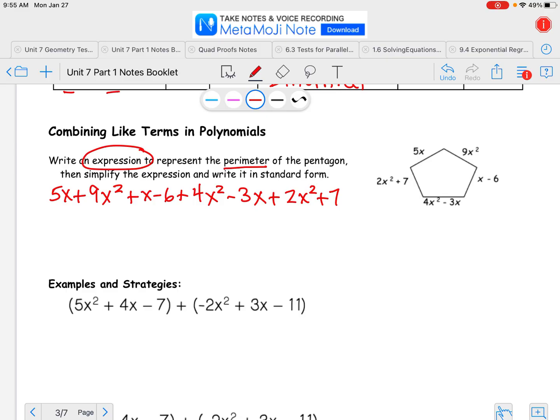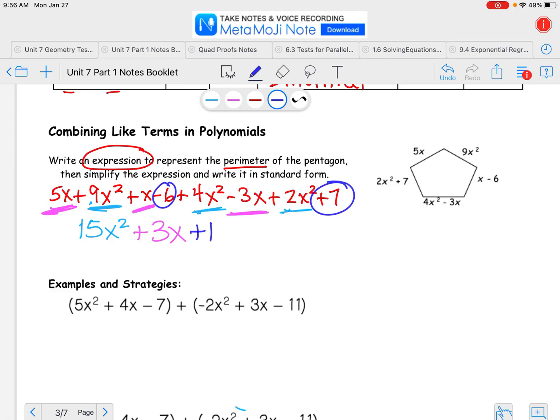Now I can only simplify or combine the ones that are alike. Let's start with the highest exponent. I've got some x squareds. 9 plus 4 is 13, plus 2 is 15. So I have 15 of the x squareds. Then I have x's, 5 and 1 and minus 3. So I have 3 x's. And then I have my constants. I have a -6 and a +7. So this is the simplest expression we can get, that simplest form, standard form also, that represents the perimeter of this pentagon.